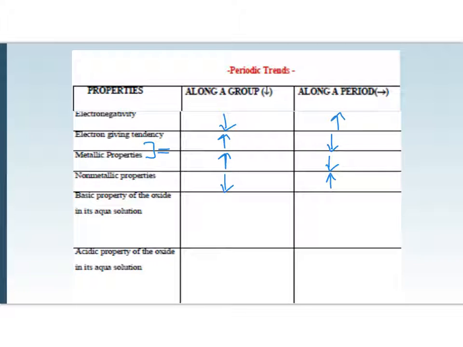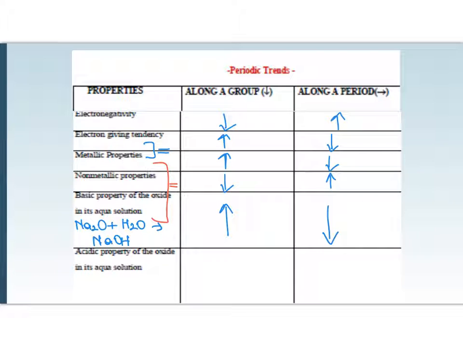Now let me show you with a reaction. For example, if you have sodium oxide and you add it to water, it produces sodium hydroxide. This means that metallic oxides show basic property when you dissolve them in water. So it is just the same as this metallic property here. We can equalize them. So this is going to increase when you go along a group and decrease when you go along a period.